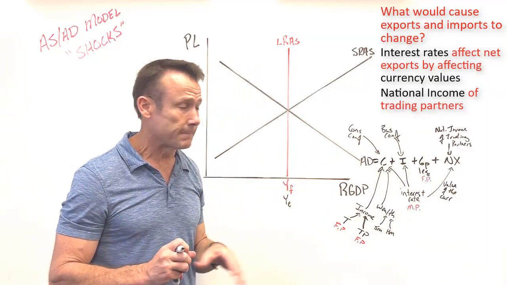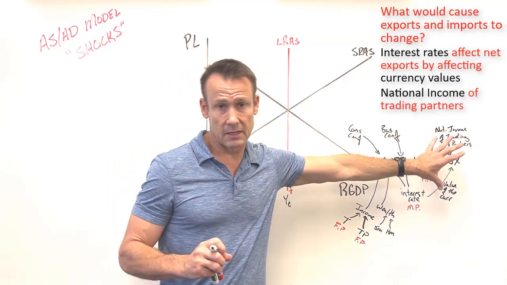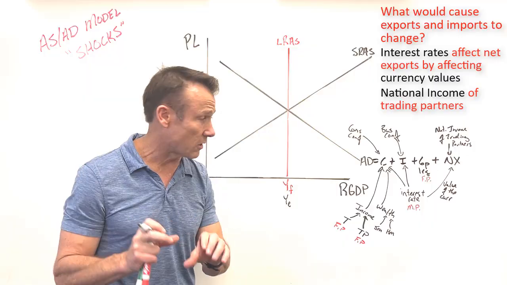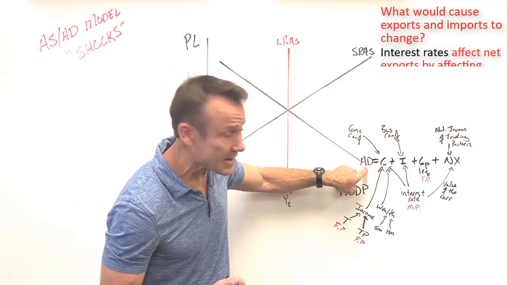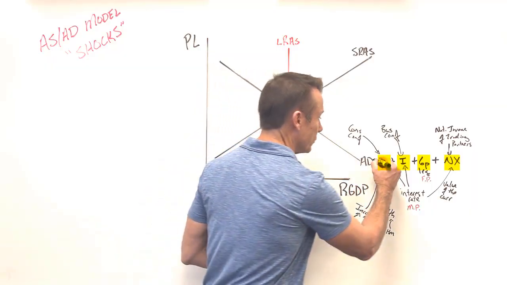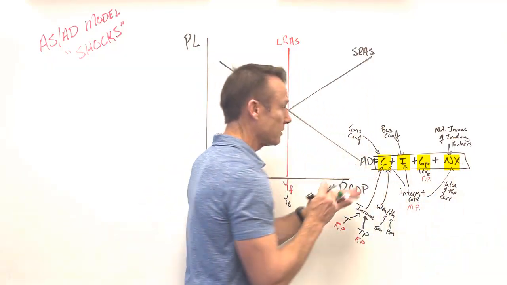That affects AD. Guys, this is not a list to be memorized. This is something that can be understood. And the key to understanding all of this, guys, is to understand that AD is C plus I plus GP plus NX. I really want students to, when they think of AD, to be thinking of this.